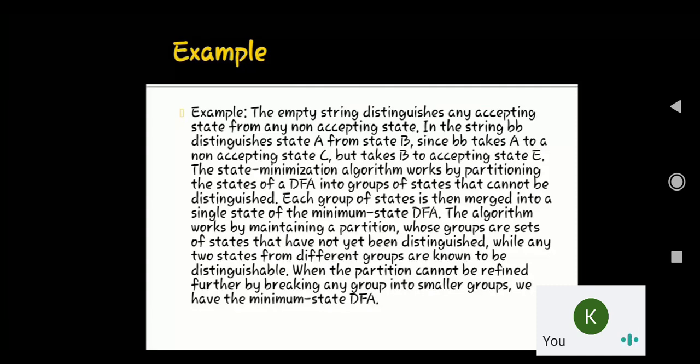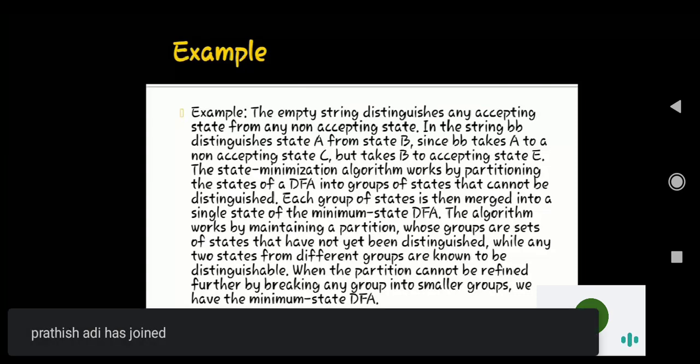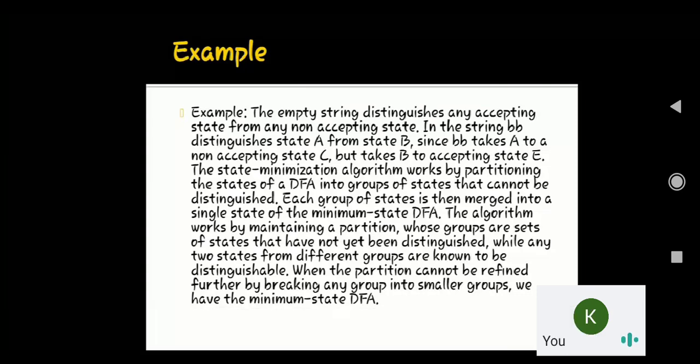So how does this algorithm work? The state minimization algorithm works by partitioning the states of the DFA into groups of states. So we are going to partition, and then create some groups of states. This is the main logic of this algorithm. Using it, we partition and create groups of states, and further they will be converted into single states. Each group of states is then merged into a single state of the minimum state DFA.